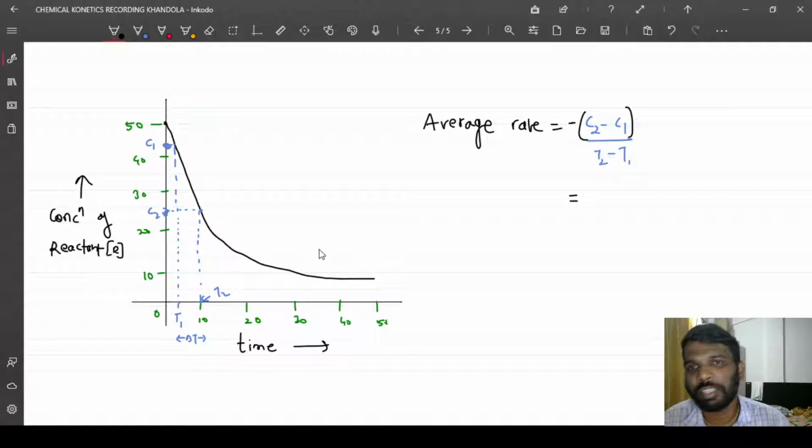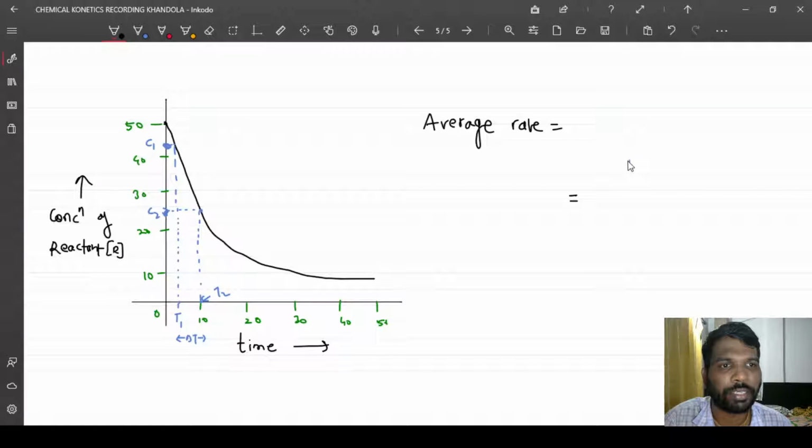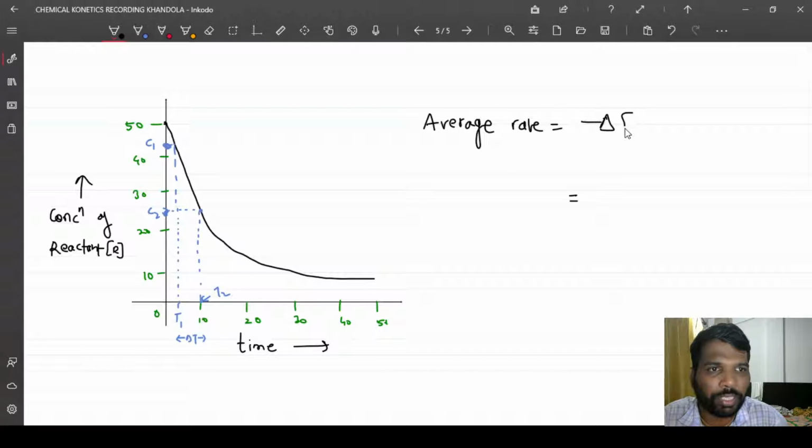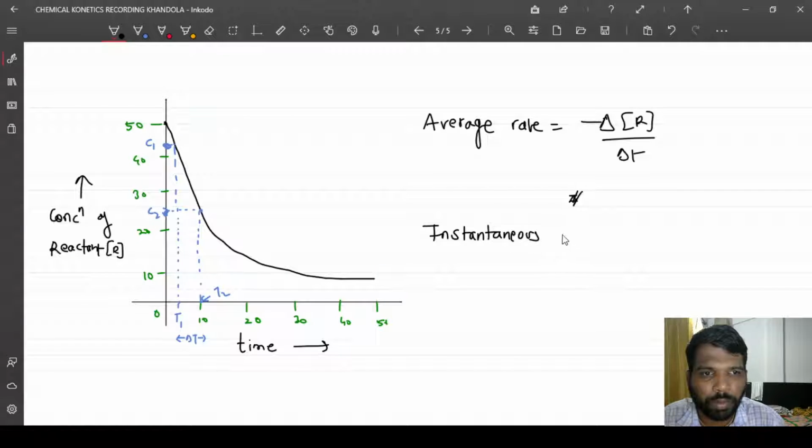Now what is the meaning of the instantaneous rate? In a generalized way, I can say that the average rate is minus the change in concentration of the reactant by delta t, right? Now what would be an instantaneous rate for the same thing? For the same thing, I'm just marking one small point over here. I want to find a rate at this instant. That is the meaning, right?